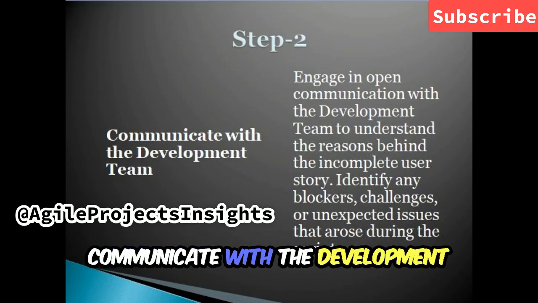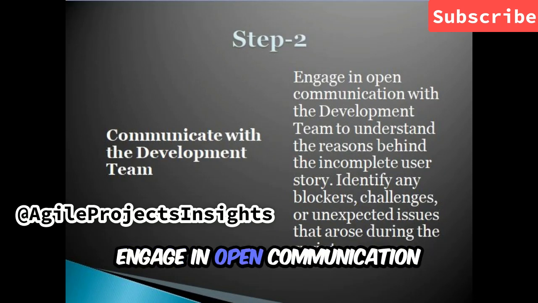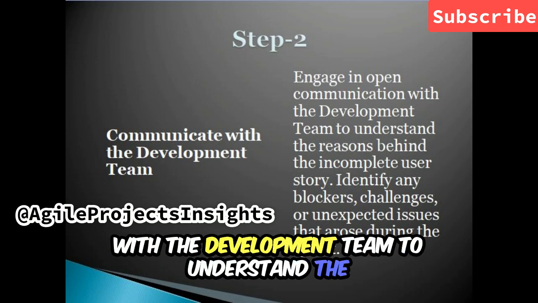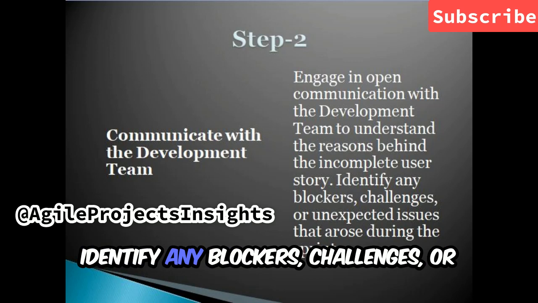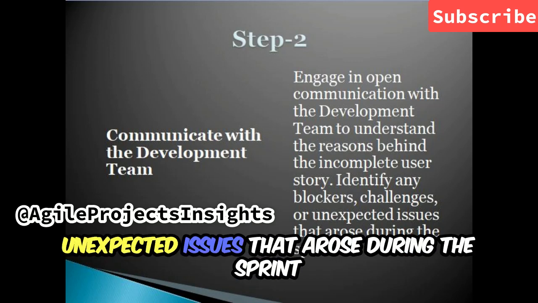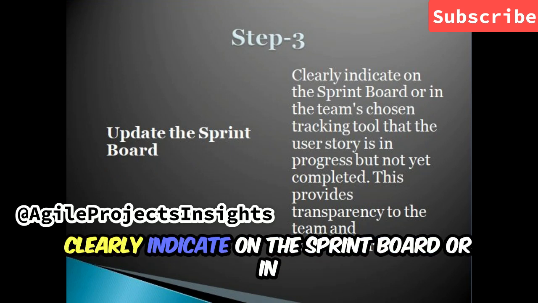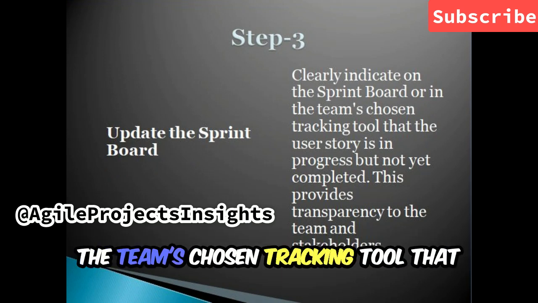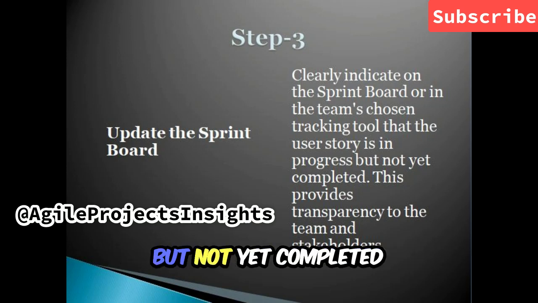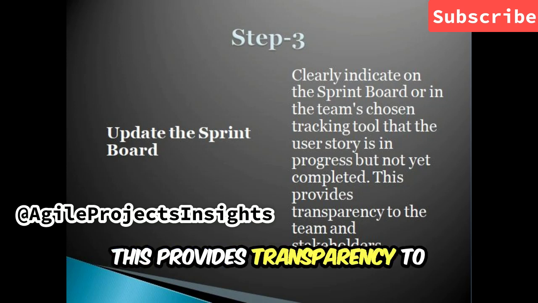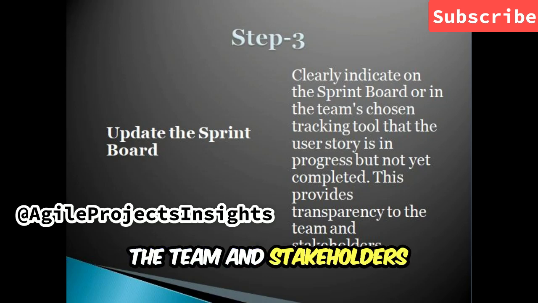To communicate with the development team, engage in open communication with the development team to understand the reasons behind the incomplete user story. Identify any blockers, challenges, or unexpected issues that occur during the sprint. Update the sprint board, clearly indicate on the sprint board or in the team's chosen tracking tool that the user story is in progress but not yet complete. This provides transparency to the team and stakeholders.